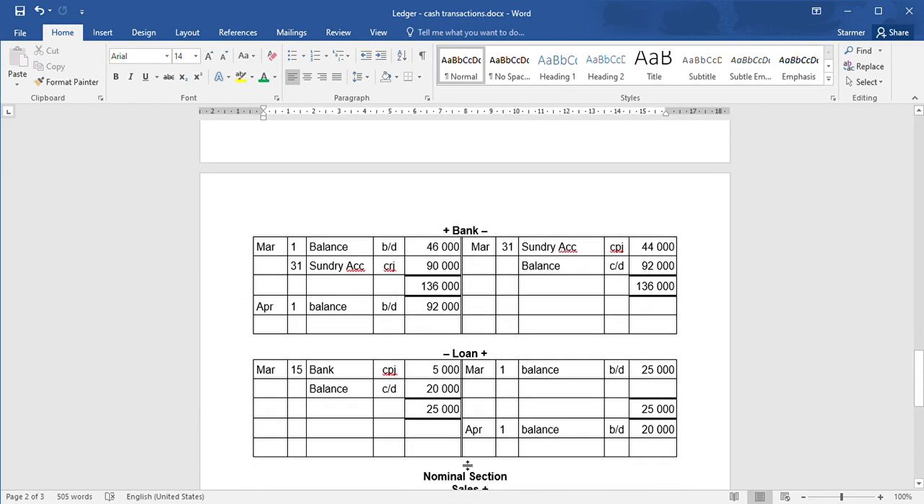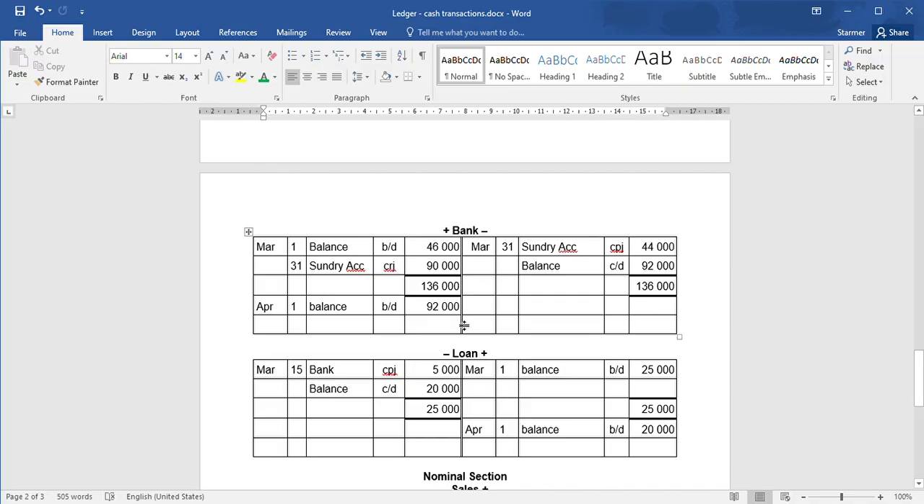Right, then we come to bank, that's also got entries on both sides. Step 1, add up the plus side. Step 2, take the total across. Step 3, minus the 44,000, that gives you 92,000, and you bring the balance down. This amount here represents the amount of money that the business has at the beginning of April.